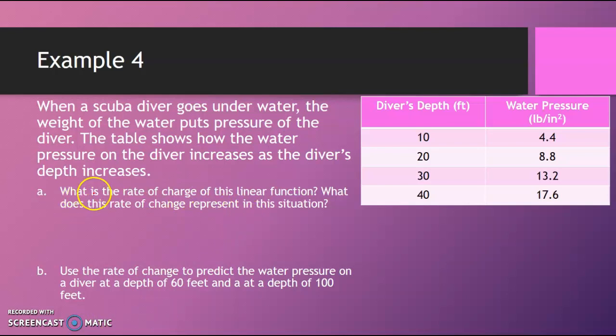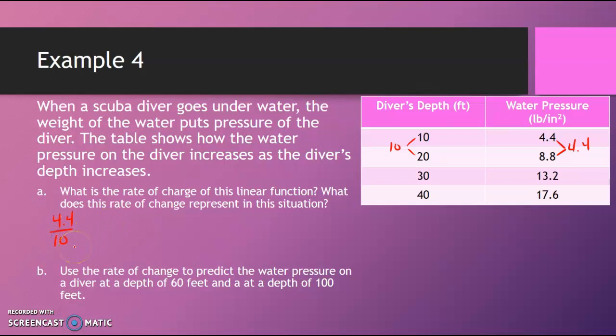Now, this is asking us what is the rate of change of this linear function. So we know it's a linear function. So from here, we just have to find, given 2 points, that rate of change. And that is easier by just working with the first 2 points because those are our smallest. So if we do 8.8 minus 4.4, we're going to get 4.4. And 20 minus 10 gives us 10. And so our rate of change is going to be 4.4 over 10.